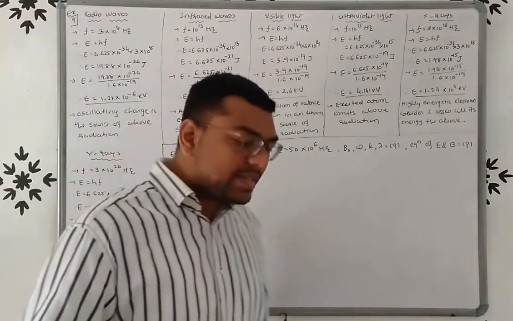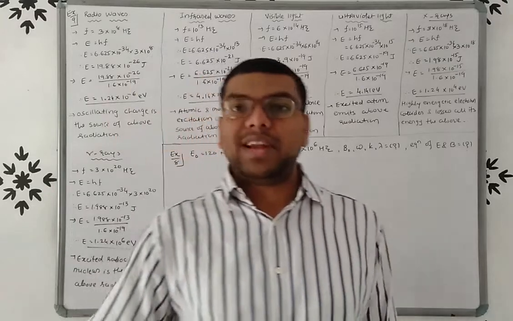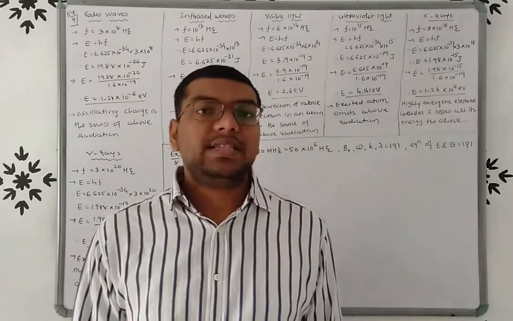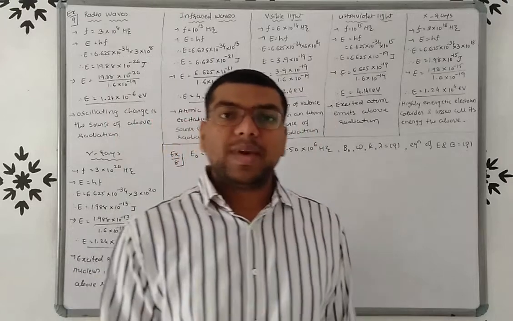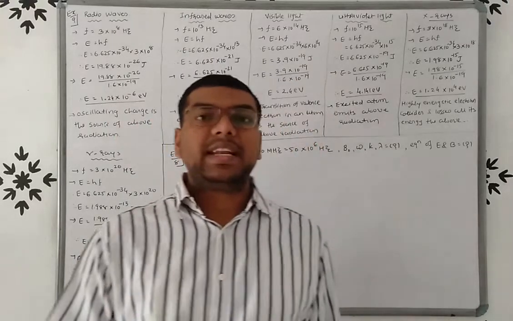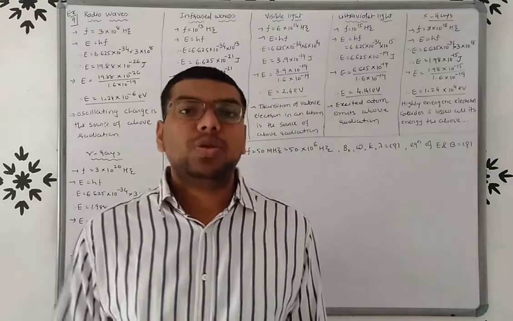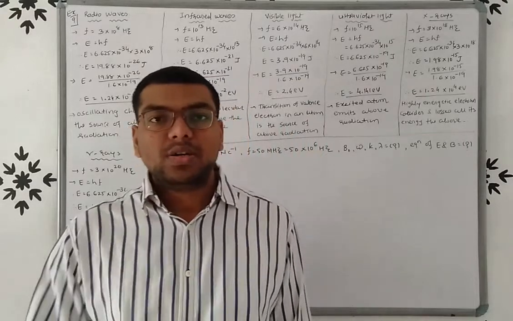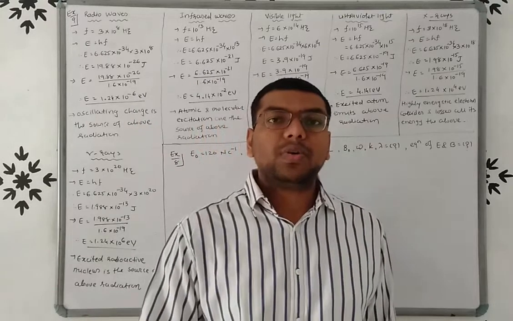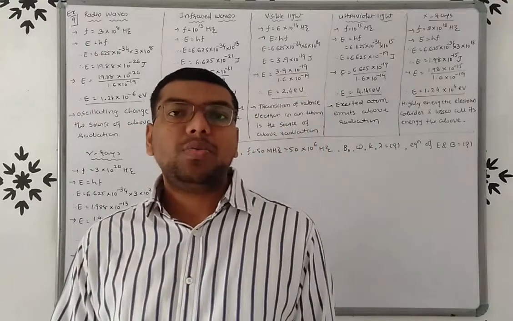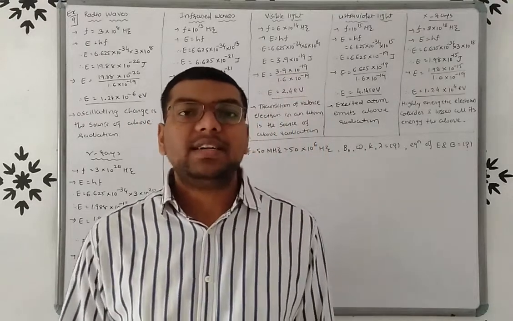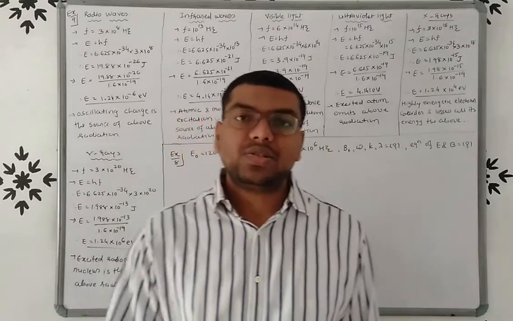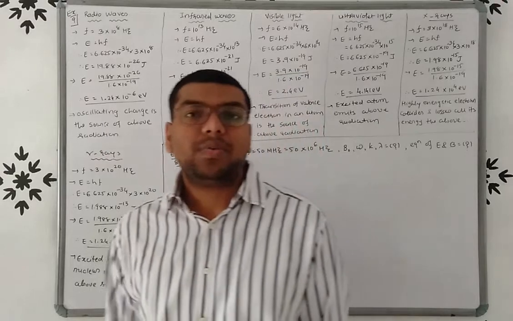The concept is the same. We know the frequency. To find out energy, we have to use the formula E = hf. So by using this formula, we get the energy in joule. We have to convert this energy into electron volt. So we know that if we want to convert joule into electron volt, then we have to divide that by 1.6 × 10^-19. So we get energy in electron volt.